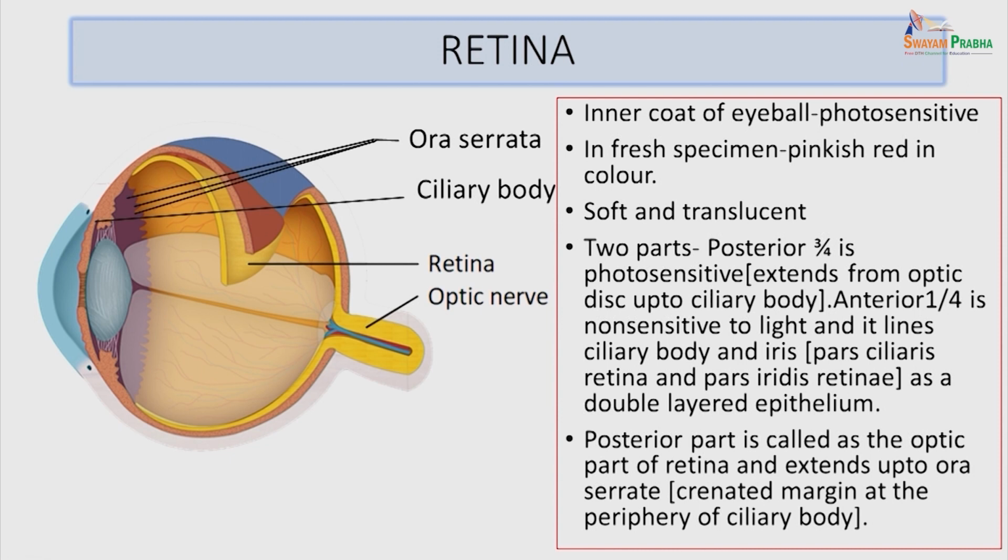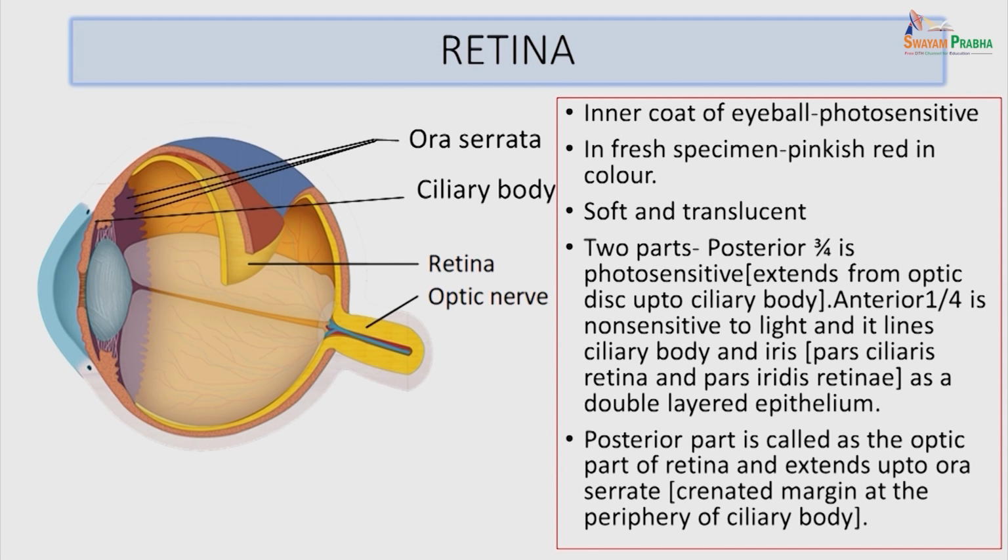Now we are going to see the next topic, that is the retina, starting with this slide which shows the general features of retina. It is the inner coat of the eyeball which is photosensitive. In fresh specimen, it is pinkish red in color, soft and translucent.